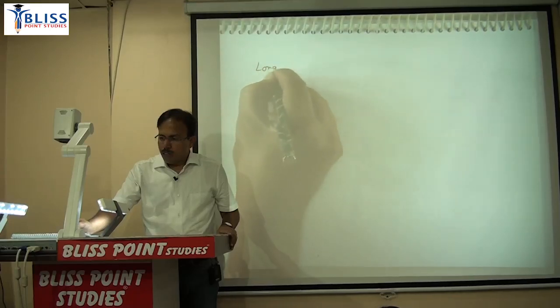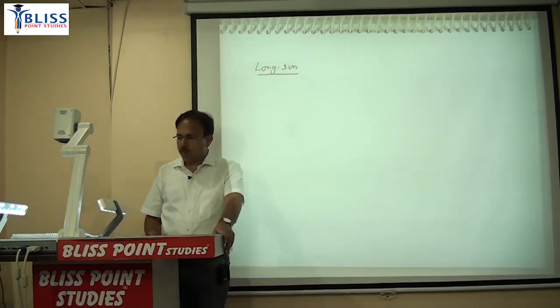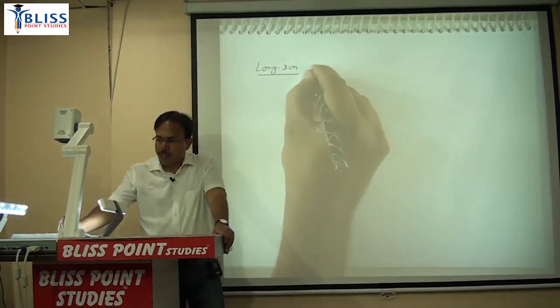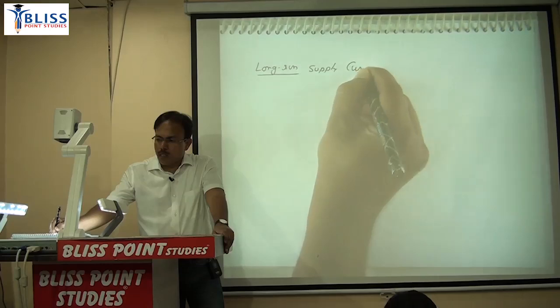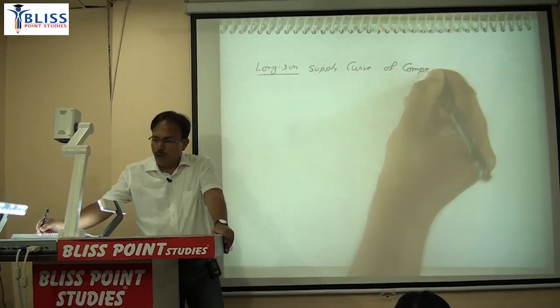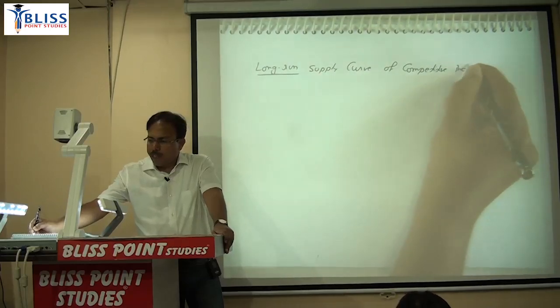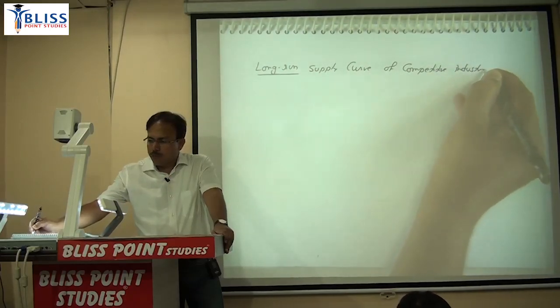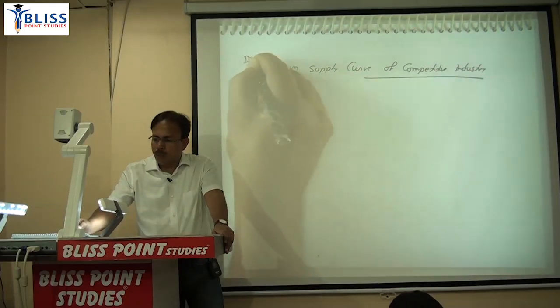You can mark this: long run supply curve of industry, or competitive industry. Long run supply curve of competitive industry, and now mark this as more important as compared to the previous topic.